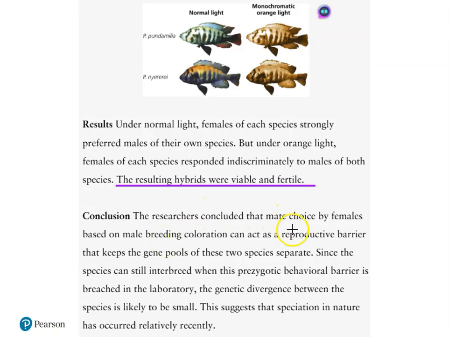The researchers conclude that mate choice by females based on male breeding coloration can act as a reproductive barrier that keeps the gene pools separate. Since the species can still interbreed, the prezygotic behavioral barrier is breached in the laboratory. Genetic divergence between the species is likely to be small. Recent common ancestor. And so that's just an example of that.